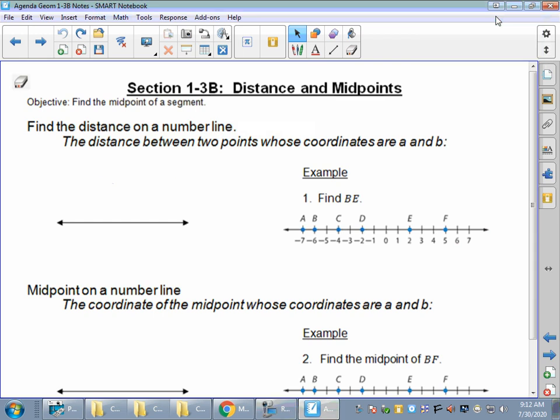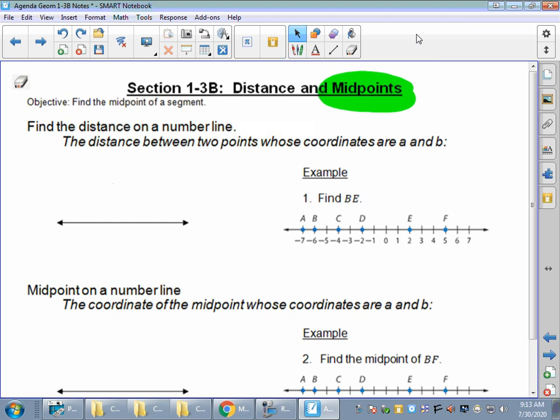Hello and welcome to Section 1.3b. This should be short and sweet. We already talked about finding the distance between 2 points in 1.3a. You can use Pythag or you can use the distance formula. So now we'll just do a quick talk about midpoints.